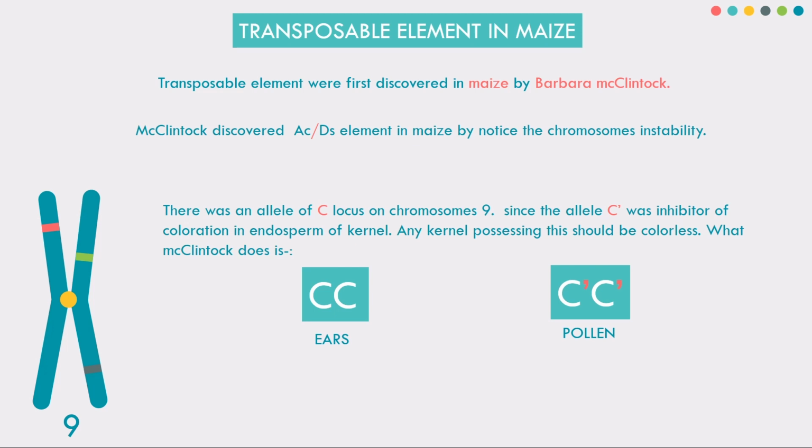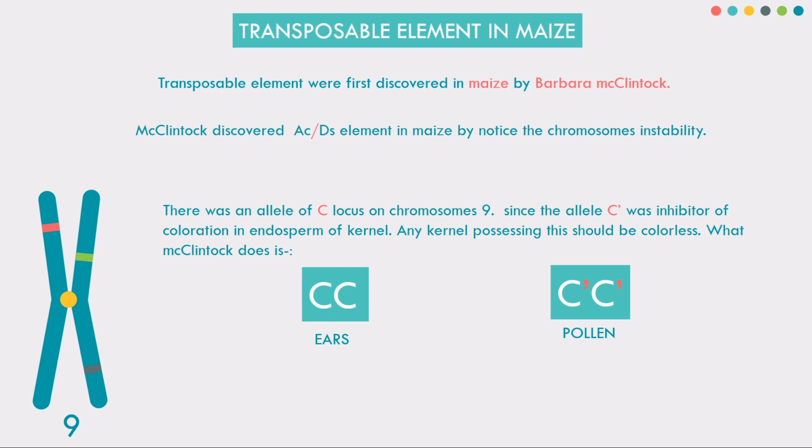Transposable elements were first discovered in maize by Barbara McClintock. McClintock discovered the Ac and Ds elements in maize by noticing chromosome instability. There was an allele on the C locus of chromosome 9. Since C- was an inhibitor of coloration in the endosperm of the kernel, any kernel possessing this should be colorless.